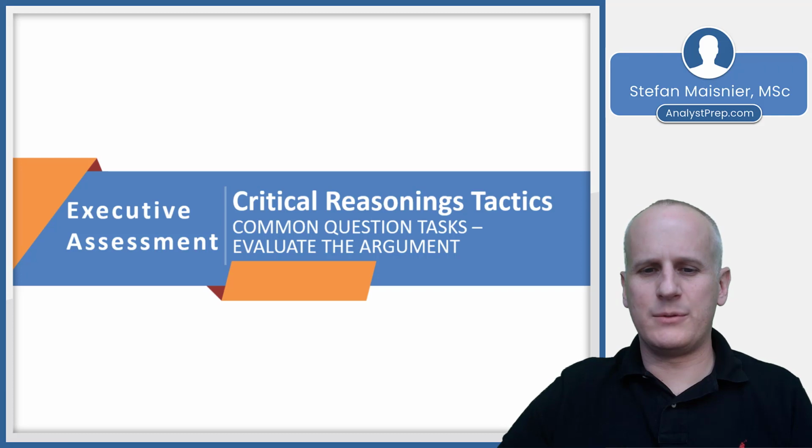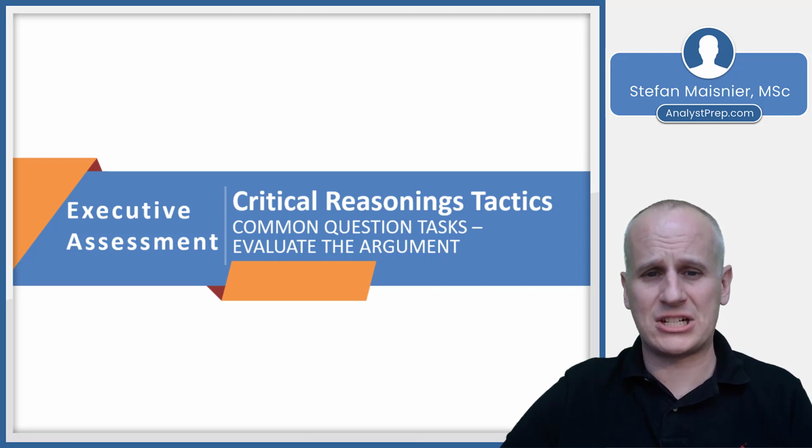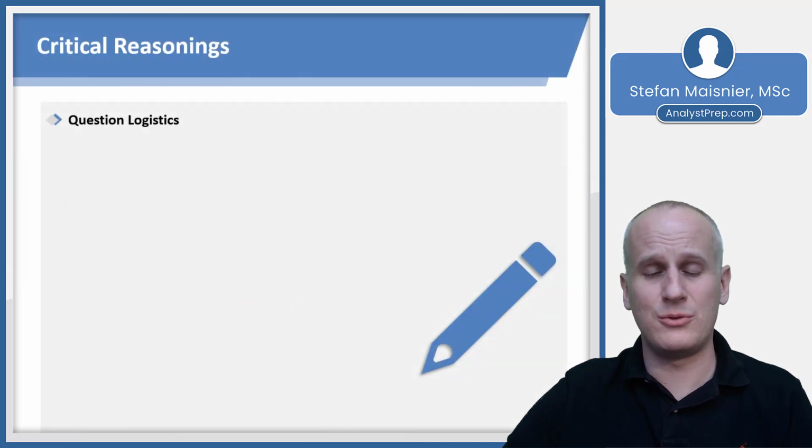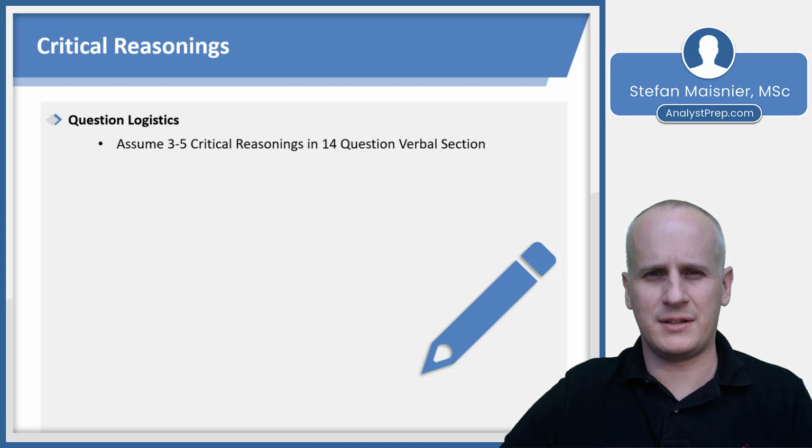In this lesson, we'll be talking about another of the argument tasks you'll find pertaining to critical reasoning style questions on the verbal section of the Executive Assessment exam. And those are the ones that ask you to evaluate an argument, ultimately in one of two ways. So let's first just recap the question logistics for critical reasonings on the Executive Assessment.